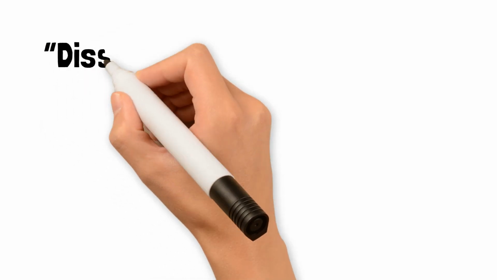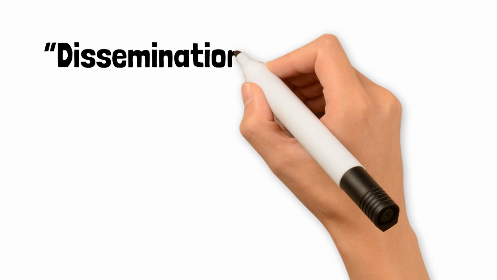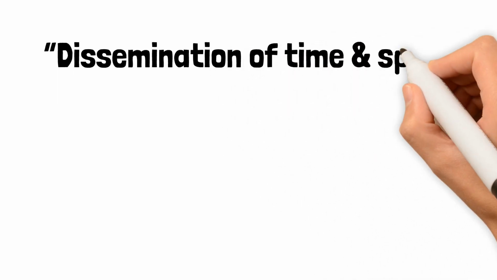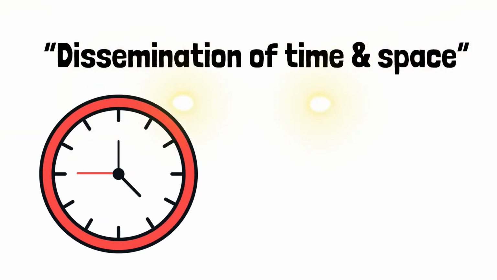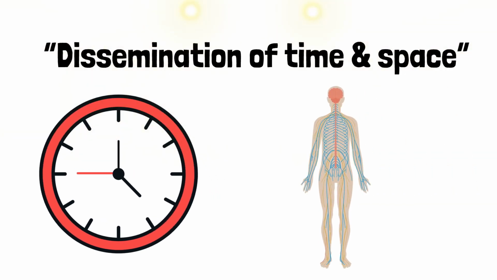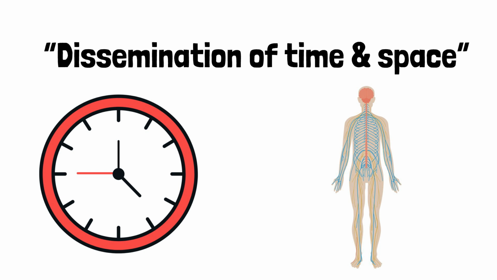These patients will present with relapsing neurological deficits with periods of remission. This is also known as dissemination of time and space, and it's a characteristic of multiple sclerosis. There's a wide variety of possible symptoms depending on the anatomical site of the lesion.